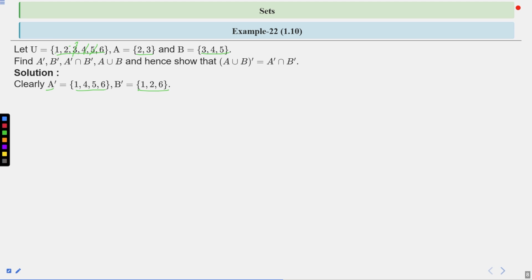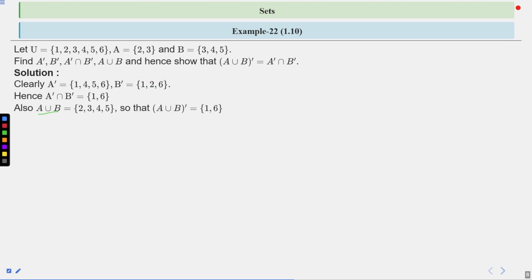Now, next, A complement intersection B complement, meaning you have to collect the common elements from both these sets. You have only 2 elements which are common to both, 1 and 6. So A complement intersection B complement is simply 1, 6.